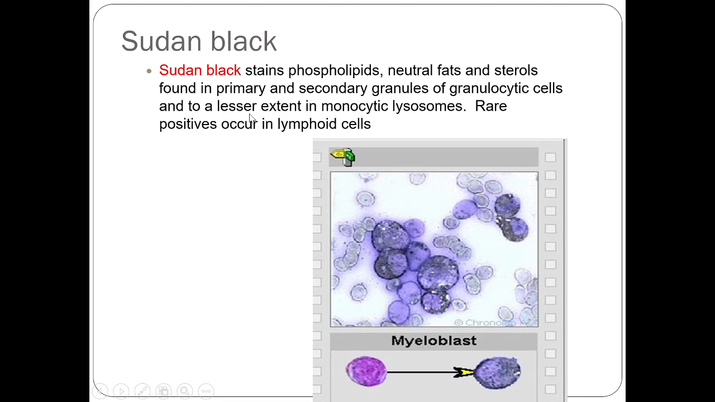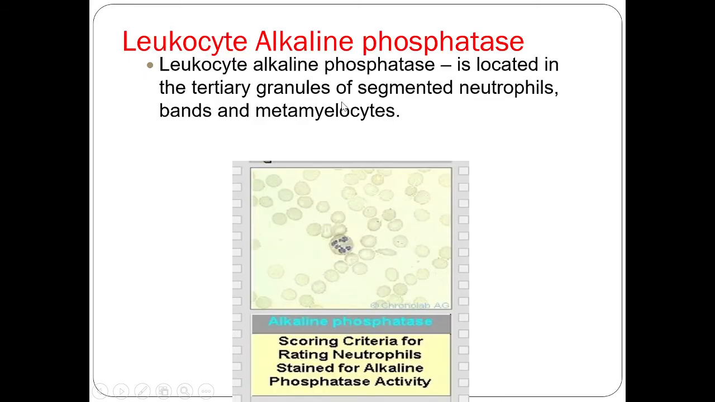Sudan Black. Sudan Black stains the phospholipid, neutral fat and sterols found in the primary and secondary granules of the granulocytic cells and, to a lesser extent, in the monocytic lysosomes. So it gives positivity for granulocytes or myeloid lineage as well as monocytes, and is rarely positive in lymphoid cells.